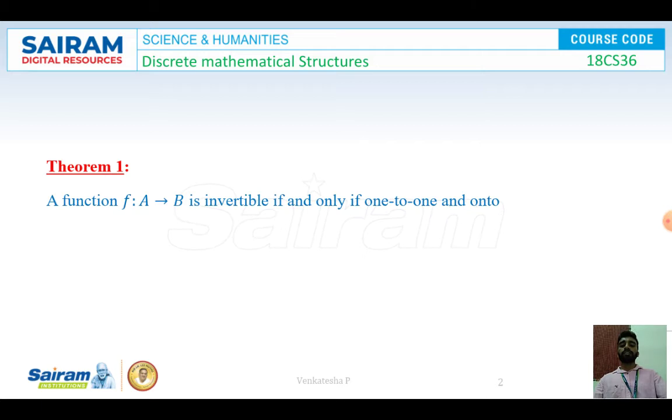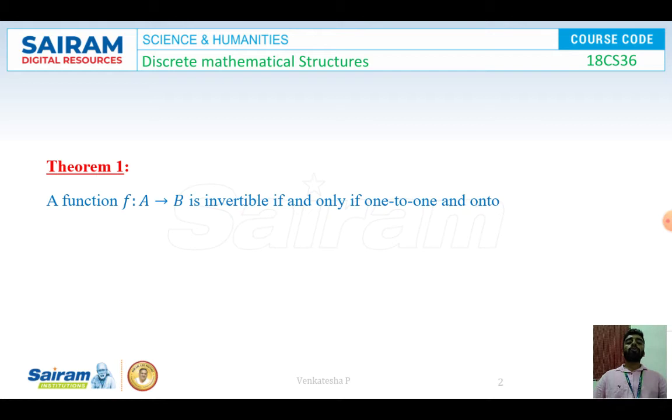Theorem 1 states that a function f from A to B is invertible if and only if f is 1 to 1 and onto. So in the first part, I'll be proving that by taking f as an invertible function, I'm going to prove f is a 1 to 1 function as well as an onto function.